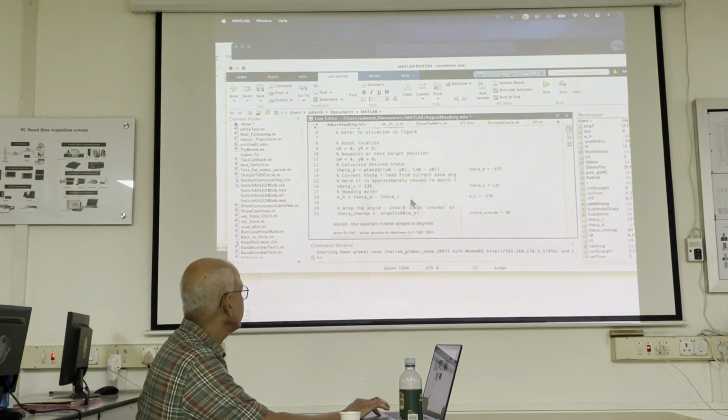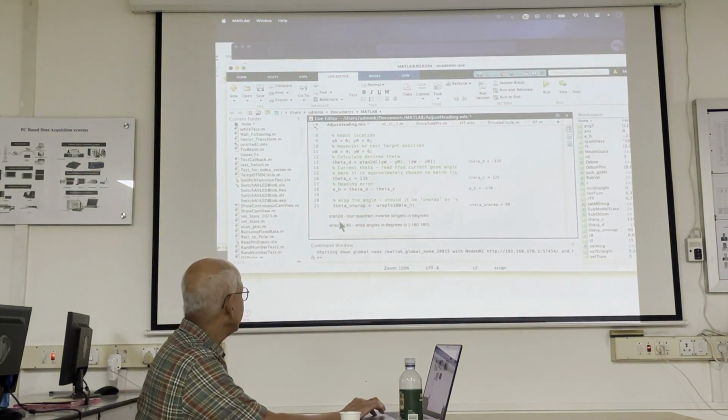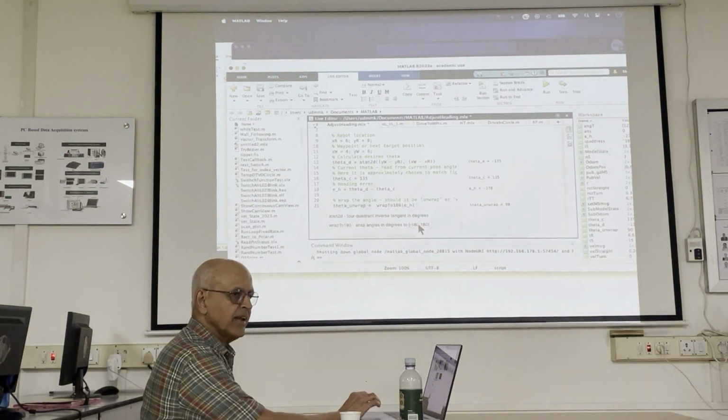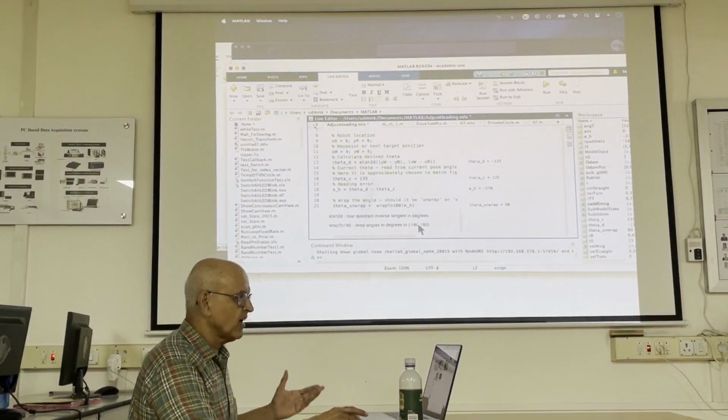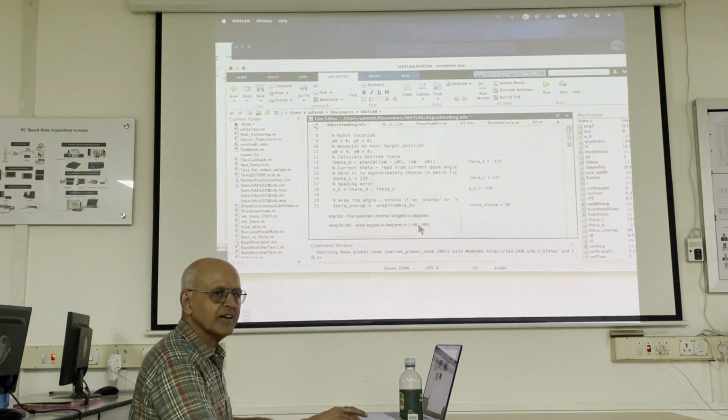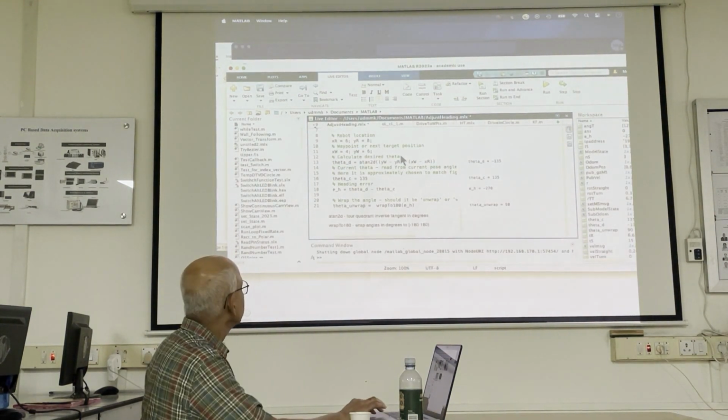You can borrow whatever you want, and then see atan2d, four-quadrant inverse tangent in degrees. Wrap to 180, wrap angles in degrees. I wrote these down as comments to myself, because if after 6 months you come and say, how did I do that? Just look it up here. You've got code. Okay, the other program was Euler or something.